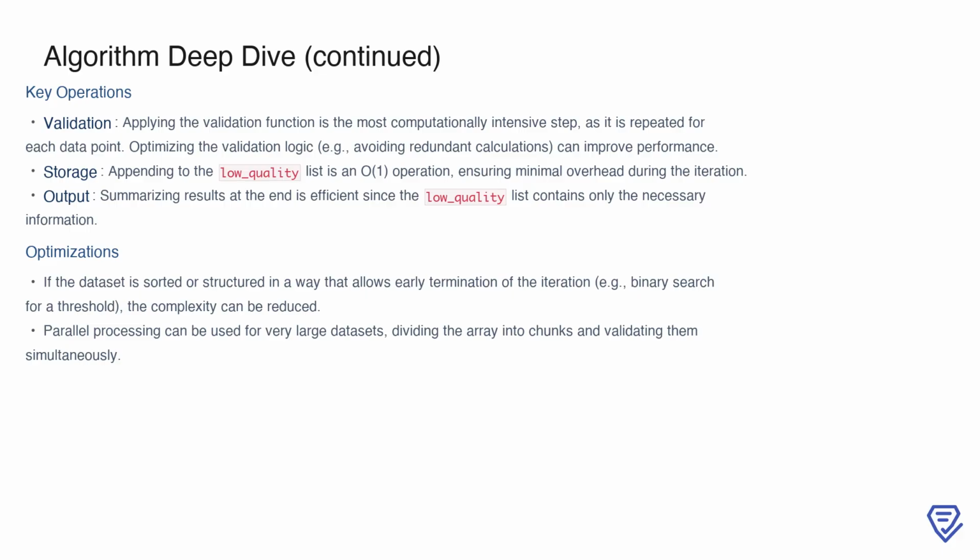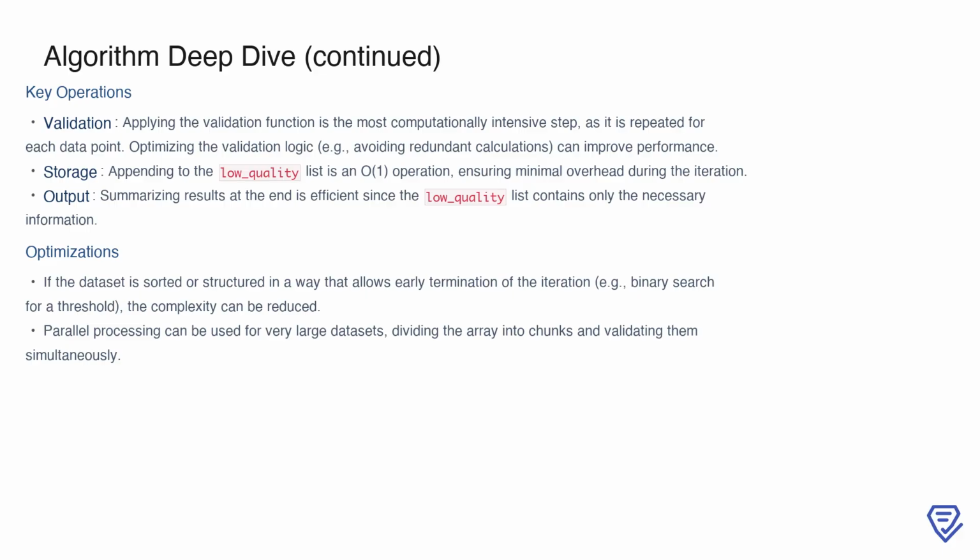Optimizing the validation logic, such as minimizing redundant calculations, can significantly improve performance. The storage operation, specifically appending elements to the low_quality list, is very efficient with a time complexity of O(1), ensuring minimal overhead during the iteration process. Summarizing the results at the end is straightforward since the low_quality list already contains the necessary information.